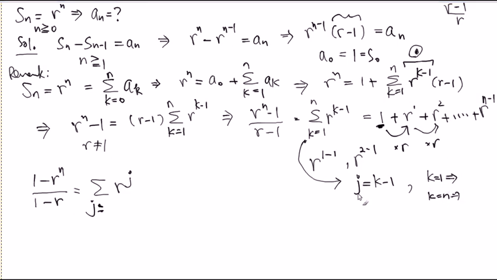When k is 1, what is the j value here? When k is 1, j is 0, right? Correct? How about when k is n minus 1, and j is n minus 1? So when k is varying from 1 through n, j is varying from 1 through n minus 1. Okay? So the very first term is now re-indexed to j equals 0. The last term is re-indexed to j equals n minus 1. Correct?